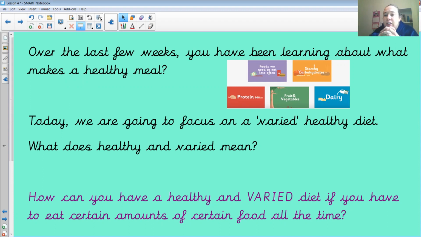Now, the first thing I'd like you to think about is what the word healthy and what the word varied mean. And then, can we have a healthy and varied diet if we have to eat certain amounts of food all the time? So if we know that we always have to have lots of fruit and vegetables, can that still be healthy and varied at the same time? What can we do to keep it varied?